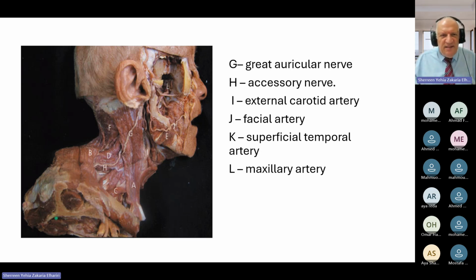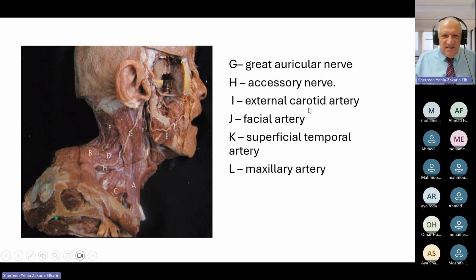And K, what is K? This one in front of the tragus. Usually the anesthetist feels the pulsation from it. Superficial temporal artery. It is important in England because it is the only artery you can take a biopsy from. In a patient with vasculitis, the only artery you can take a biopsy from is the branches of the superficial temporal artery in the scalp.